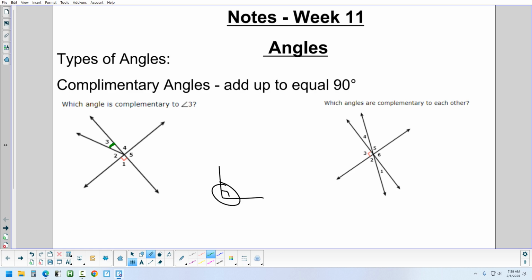That's this angle right there. Does anybody see what angle you could add to angle 3, and the two of them together would make like an L shape? Yeah. Angle 2. Yep, angle 2. That's the answer to the first question.